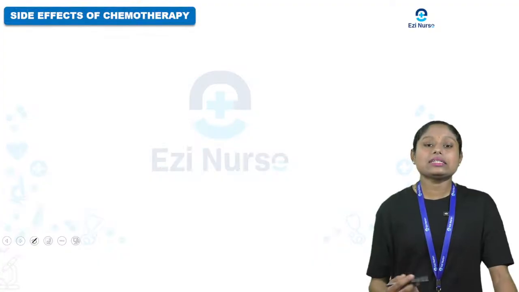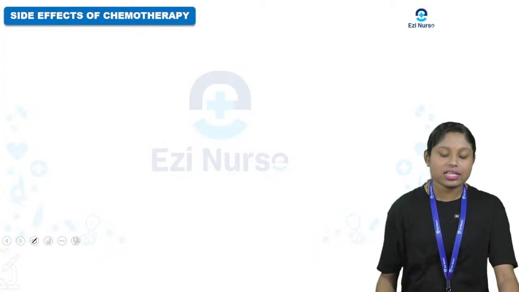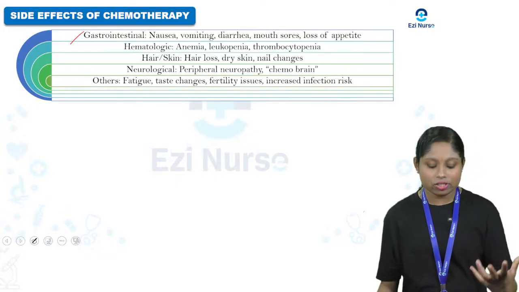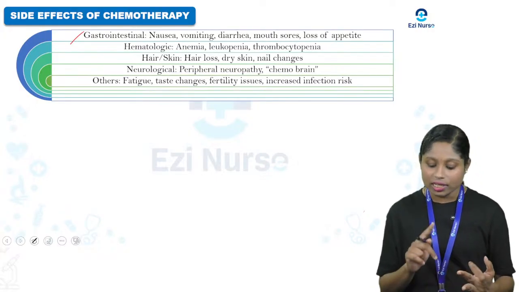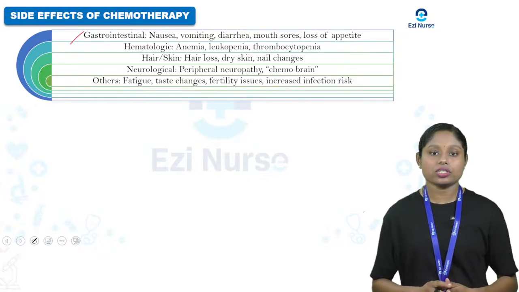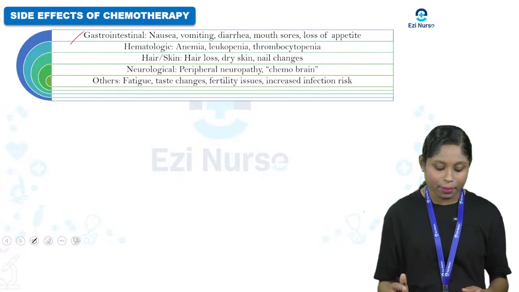So now let's discuss some other important questions. What are the side effects of chemotherapy? Gastrointestinal or digestive system: nausea, vomiting, diarrhea, mouth sores, loss of appetite. So these are the gastrointestinal side effects of chemotherapy.